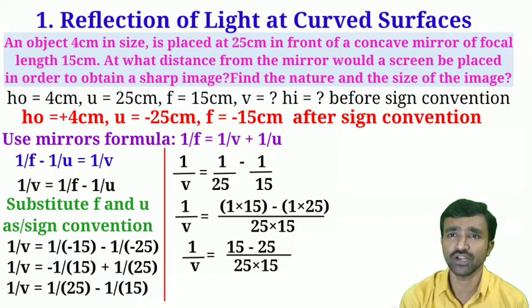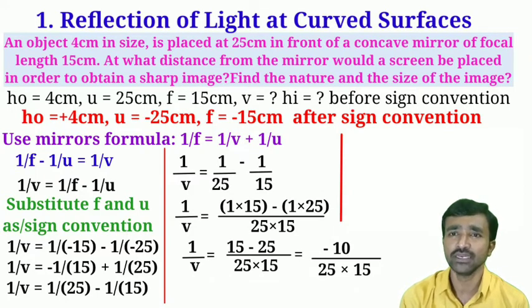So 15 minus 25 is equal to minus 10. For the denominator, I am not multiplying 25 into 15 only to make it easy. Here in the next step we will cancel it. Here, minus 10 by 25 into 15.